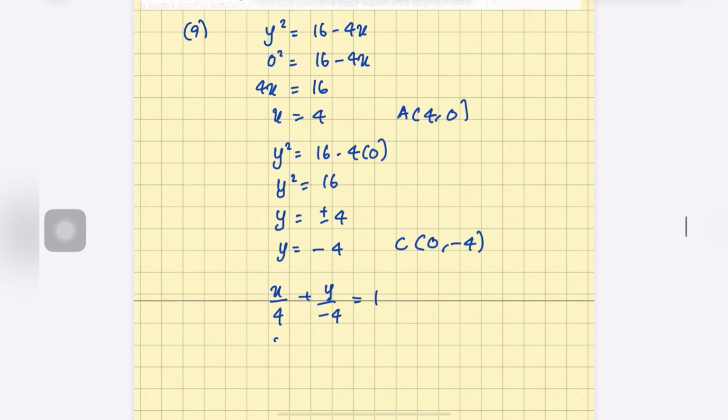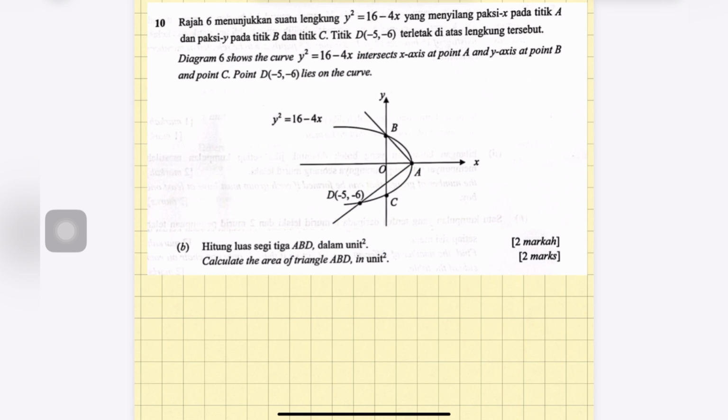Okay, or we can simplify it: x over 4 minus y over 4 equals 1. This is the equation of AC in intercept form. B, calculate the area of triangle ABD in units squared. Just now we already have A as (4, 0), from the y-intercept plus or minus 4. Since C is (0, -4) and B is (0, 4), positive.